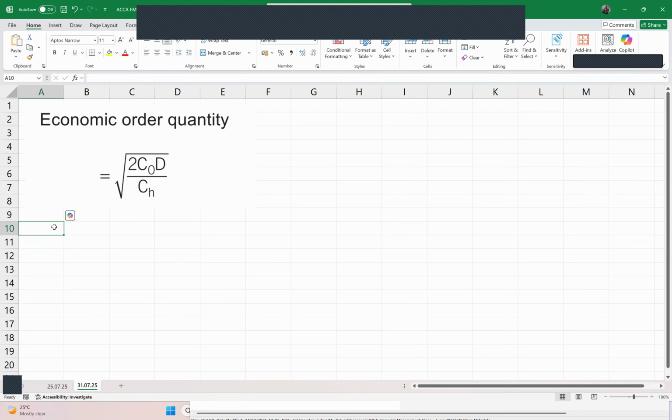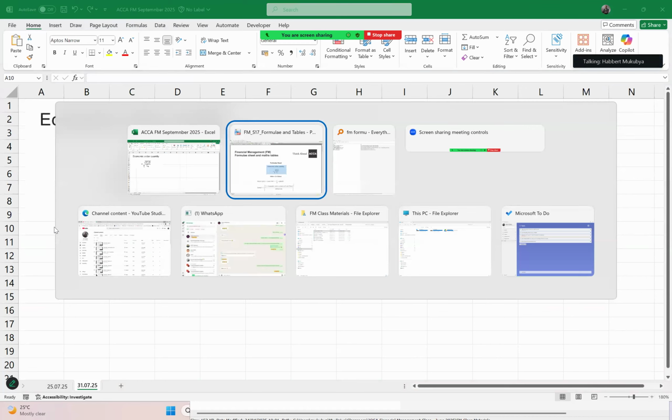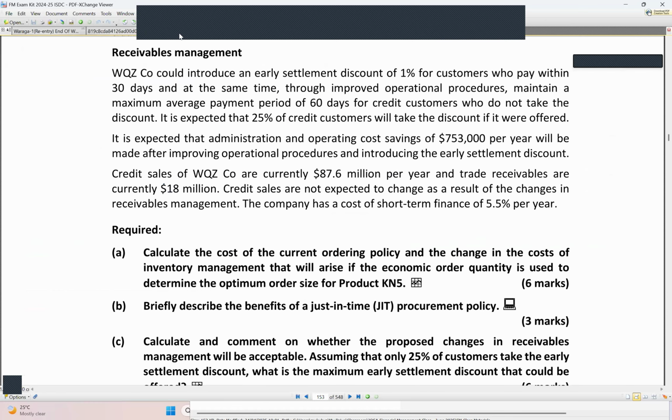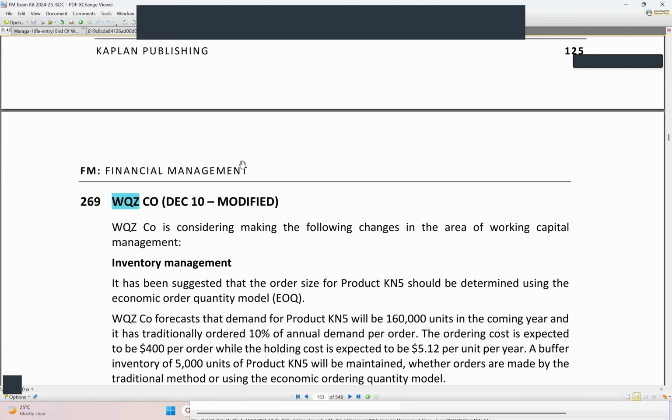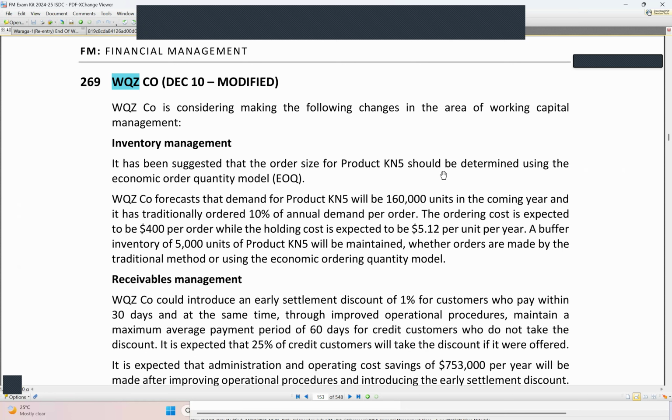Now, for the inventory, they told us they want to use EOQ. So demand is 160,000.